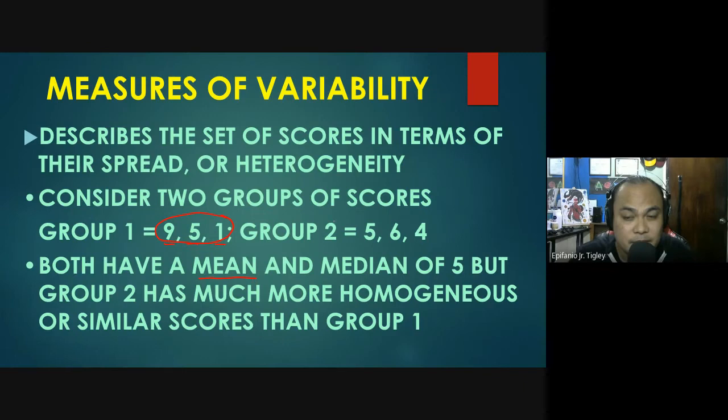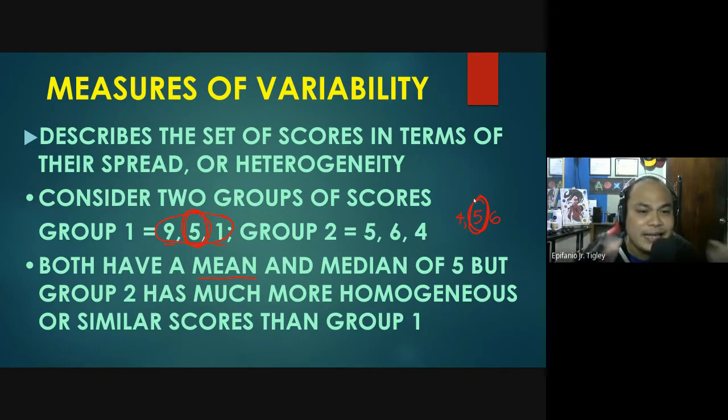What is the median? What's the middle number? Okay. 5. Ang group number 2, 5, 6, and 4. I-add daw si 5, si 6, and si 4. How much do you get? 15. Divided by 3, 5. It's still 5. So the mean is still 5. And if you arrange this, it is 4, 5, and 6. What is the middle value? 5. Okay. So take note, both have a mean and median of 5.